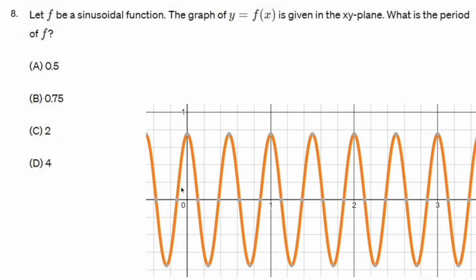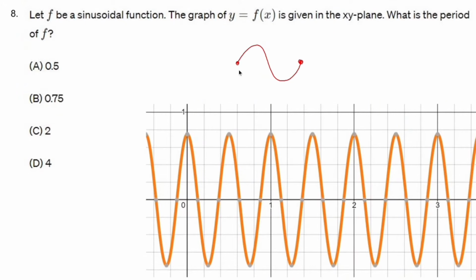So yeah, you look pretty sinusoidal to me with all the waves and even more waves. What is the period of f? Now, the period of a sinusoidal function is the x distance it takes for a sinusoidal function to complete an entire cycle.